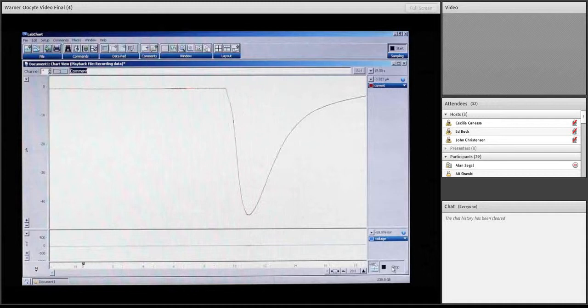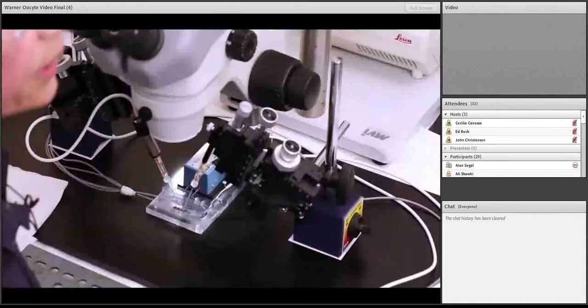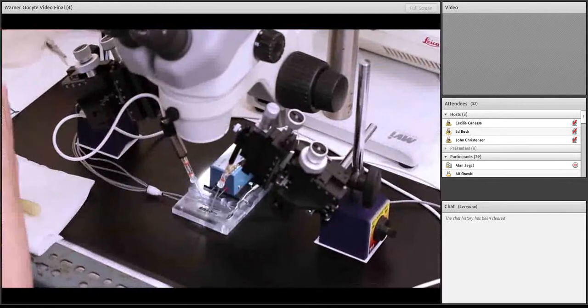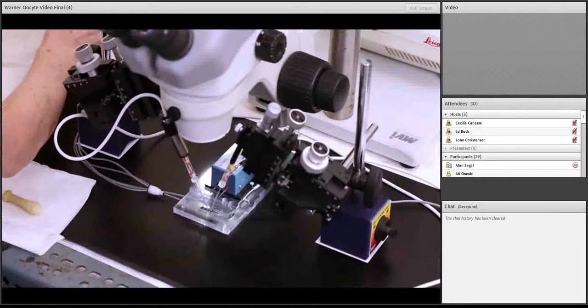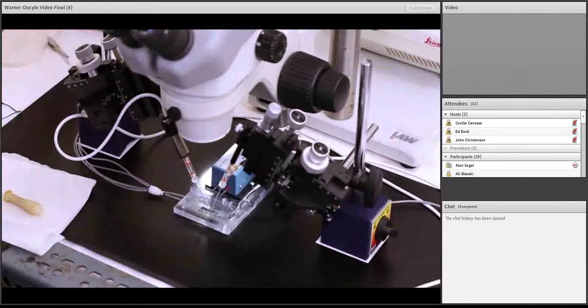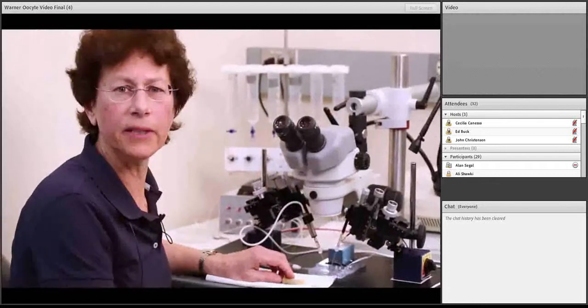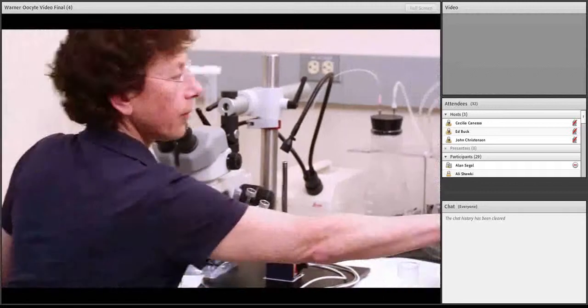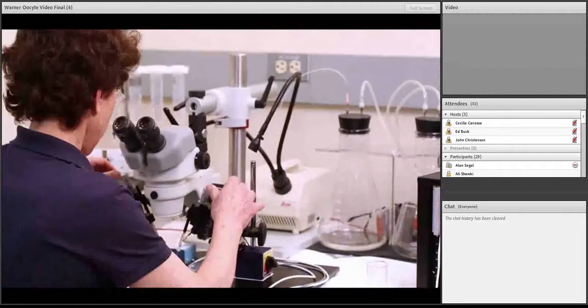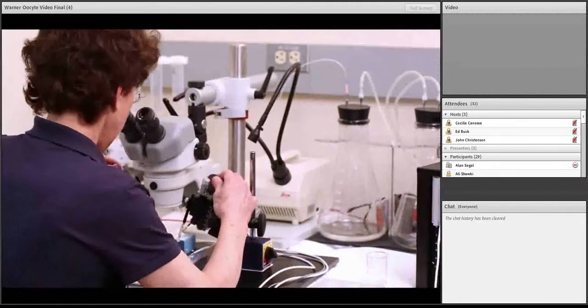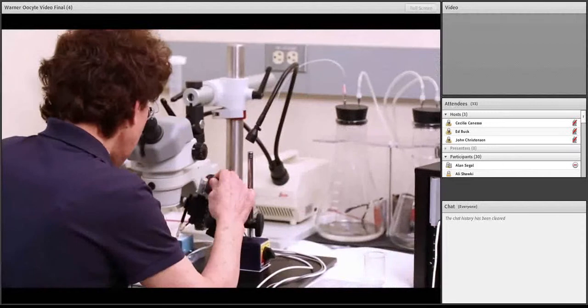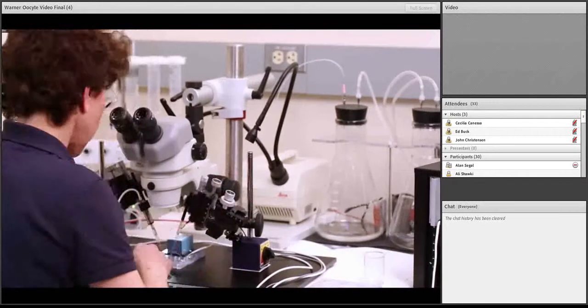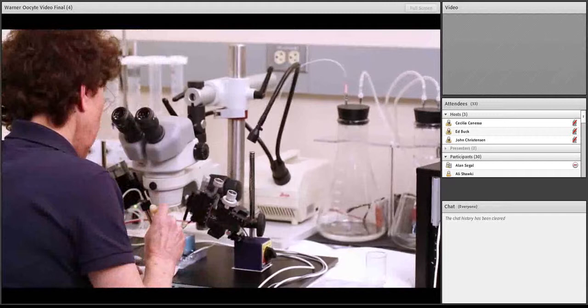And that's the current that we obtain with pH 6.8. We'll return to pH 7.4. Okay, so once the experiments with the oocyte are completed, we unclamp the oocyte, remove the electrodes, and we can place a fresh oocyte.